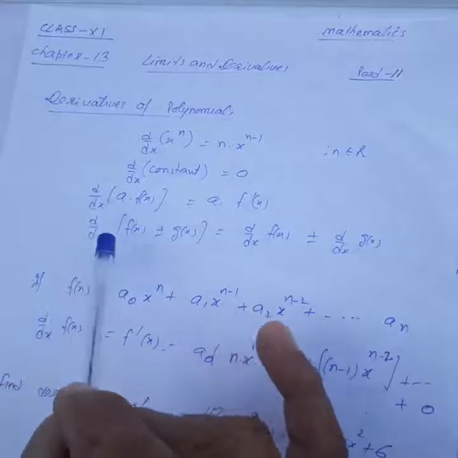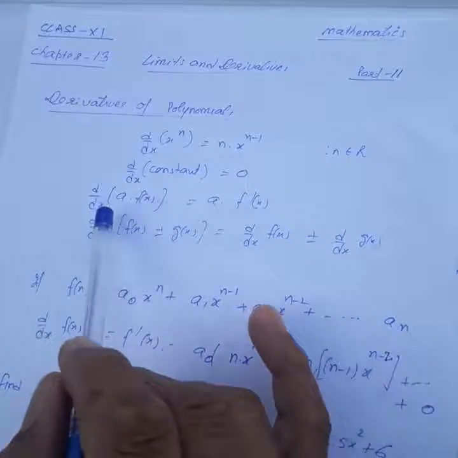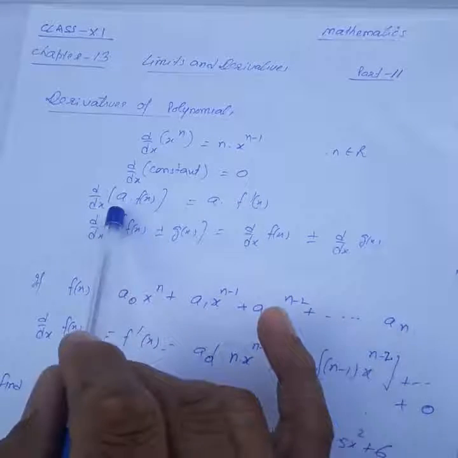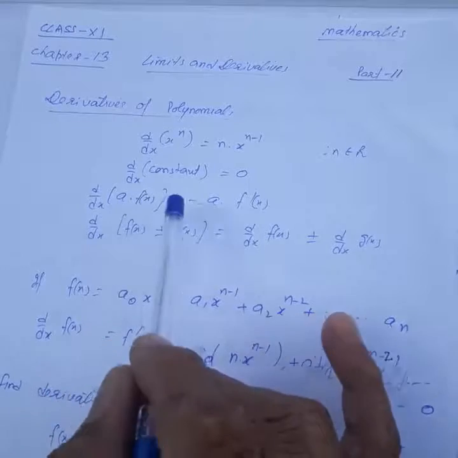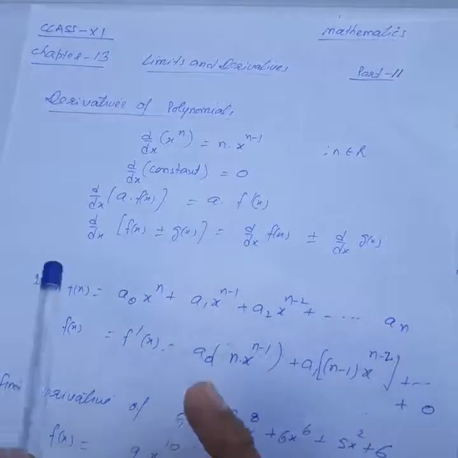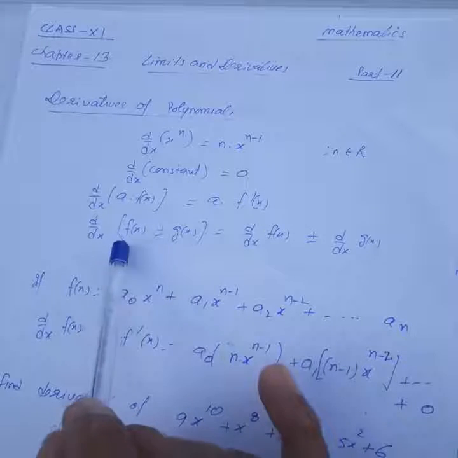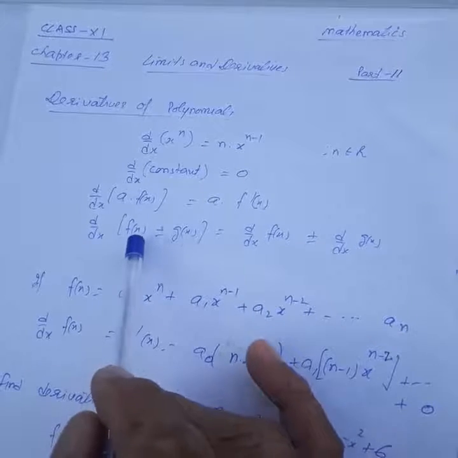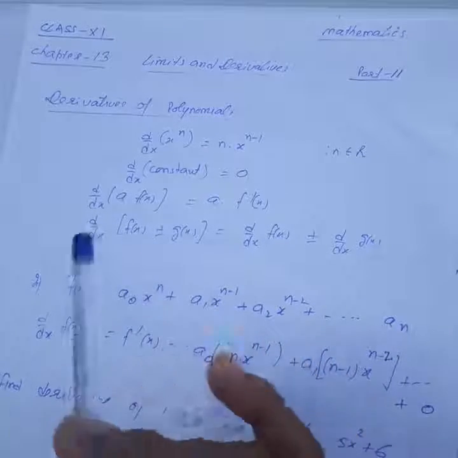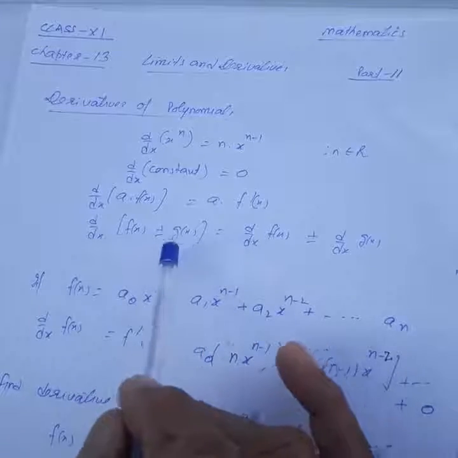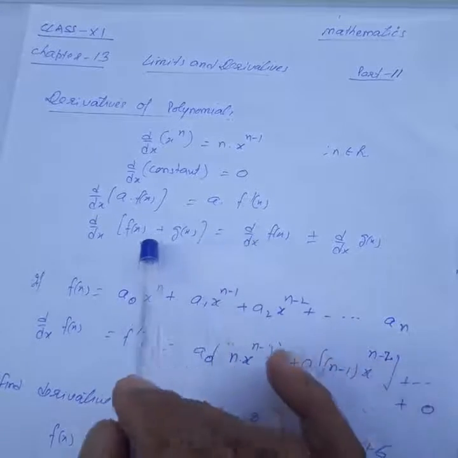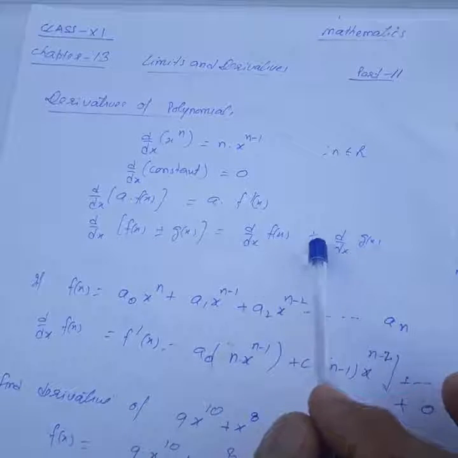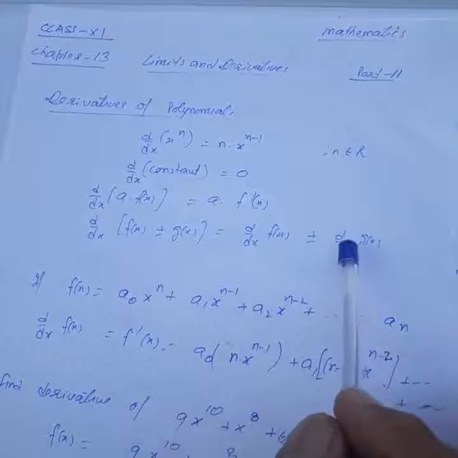Now, this is the algebra of derivatives. The derivative of a into f(x): this a is a coefficient, a constant multiplied to a function. So it is a into the derivative of f(x). Similarly, if you have a sum of two or more functions, you can write the derivative of f(x) plus or minus g(x). You may have a plus symbol or a minus symbol. Only in that case this result is applicable: the derivative of the first function, applying whatever symbol is given in the question, plus or minus, the derivative of g(x).